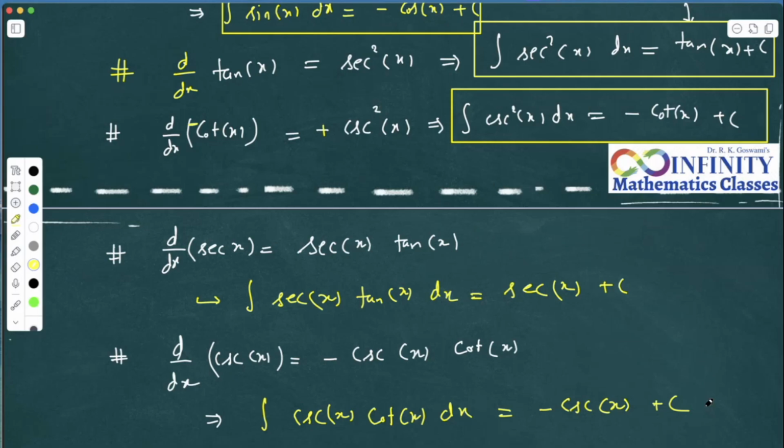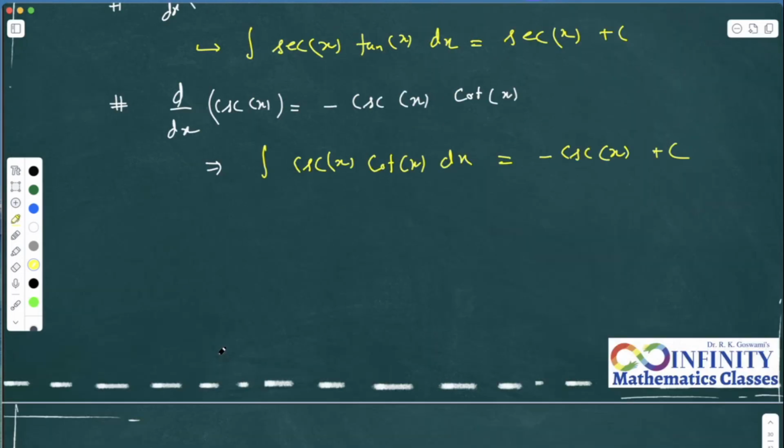Any doubt there? No. Perfectly okay. So these are going to be your integration of some of the trigonometric terms. Give me a second. Let me just find a good question for the same. I need to just create a question.